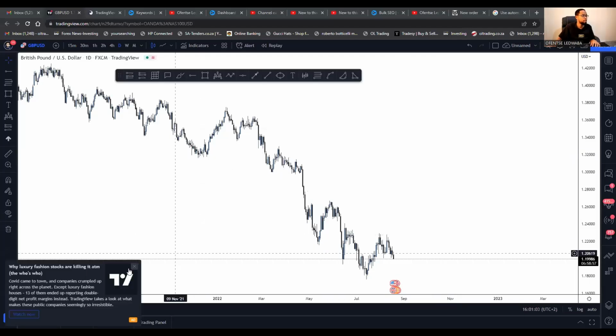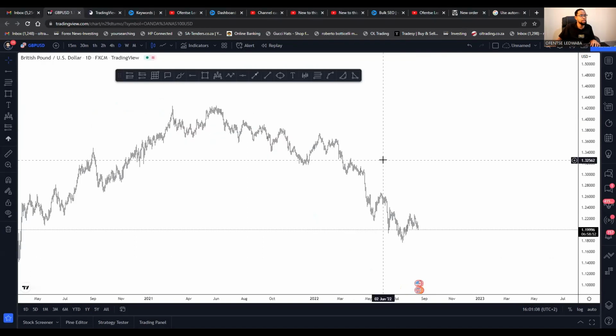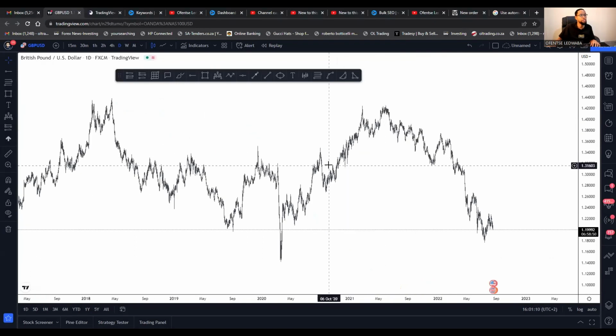Let's get into the charts. Okay, guys, let's start by looking at GBP USD. I'll be taking this pair so that I can explain to you the method of backtesting and what it really means when you're saying you are backtesting a pair. So let's look at what is currently happening.